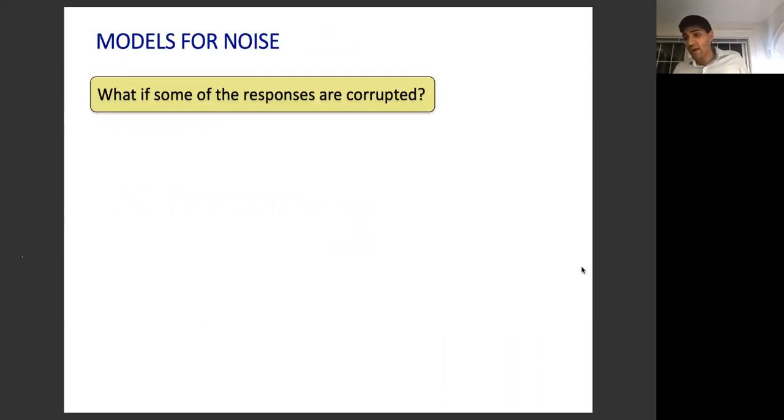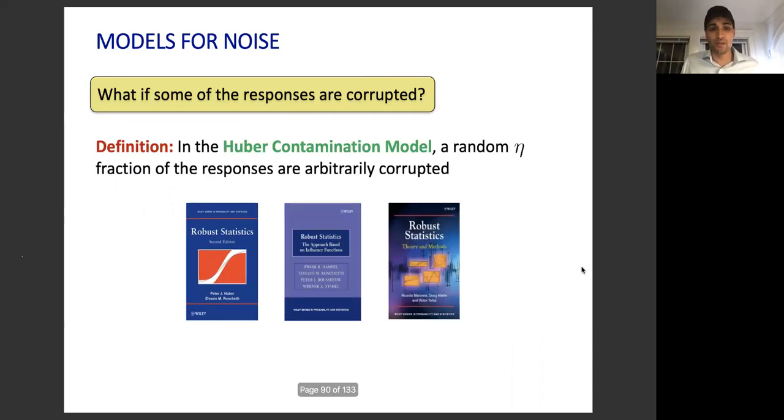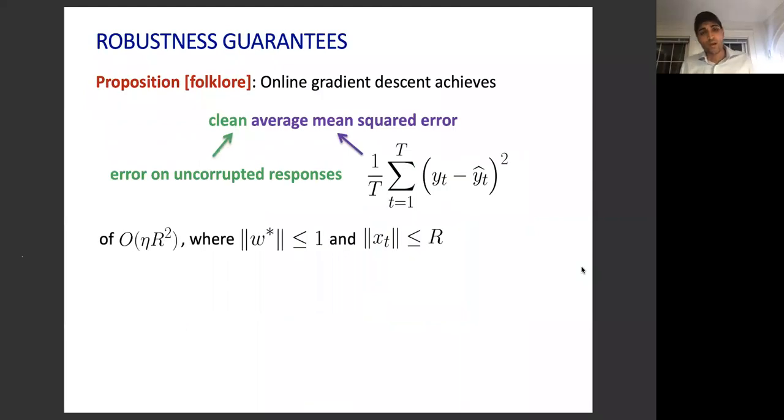But the same way, I'd like to ask, what happens if we don't have this additive stochastic noise? What if some of the responses are adversarially corrupted? Along the lines of, for example, the Huber contamination model. This actually sounds very similar to Massart noise. The idea is what happens if a random eta fraction of the responses are arbitrarily corrupted. You can't say anything about what happens with those responses. So it turns out that online gradient descent is still okay.